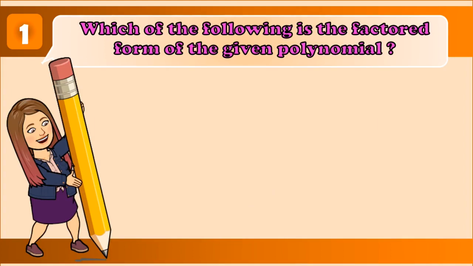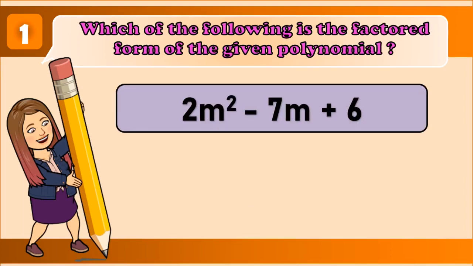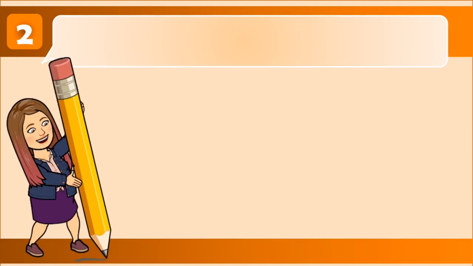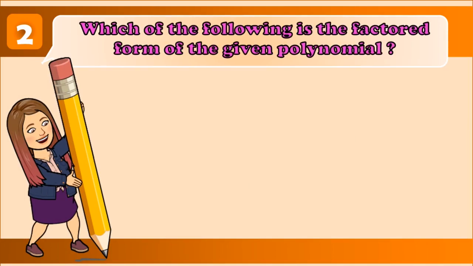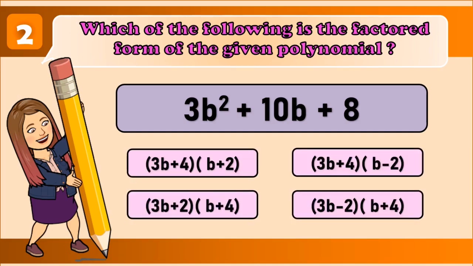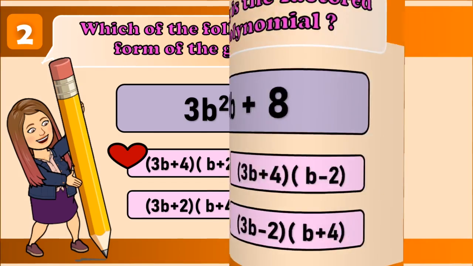Which of the following is the factored form of the given polynomial 2m squared minus 7m plus 6? You are given 4 choices. Try it on your own. Pause. Have the answer? Great! We have the quantity of 2m minus 3 times the quantity of m minus 2. Next, which of the following is the factored form of the given polynomial 3b squared plus 10b plus 8? You are given 4 choices. Try it on your own. Pause. Do you have the answer? Yes, it's the quantity of 3b plus 4 times the quantity of b plus 2.